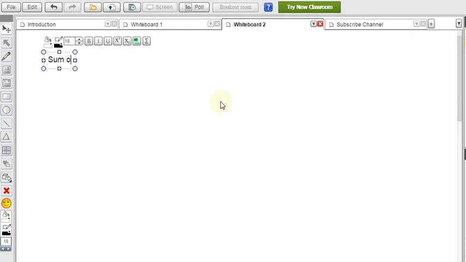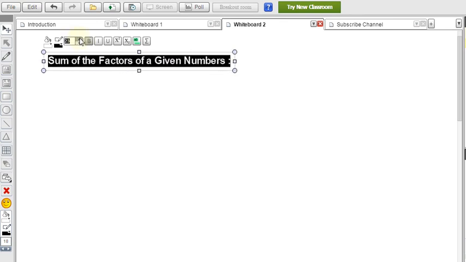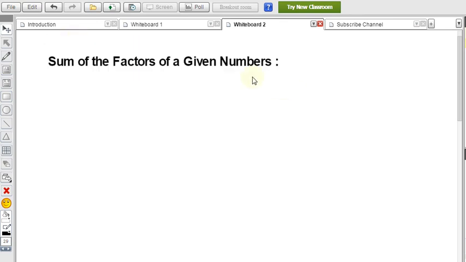This is important: the sum of the factors of a given number. Without finding the factors, we can find the sum of the factors. Okay, how to find the sum of the factors of a given number?